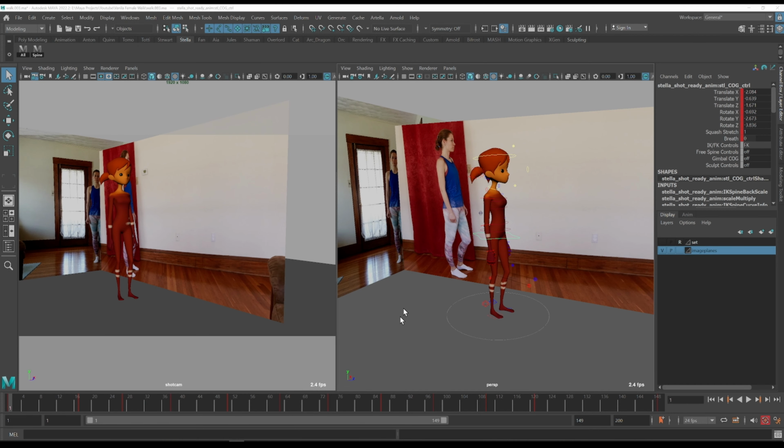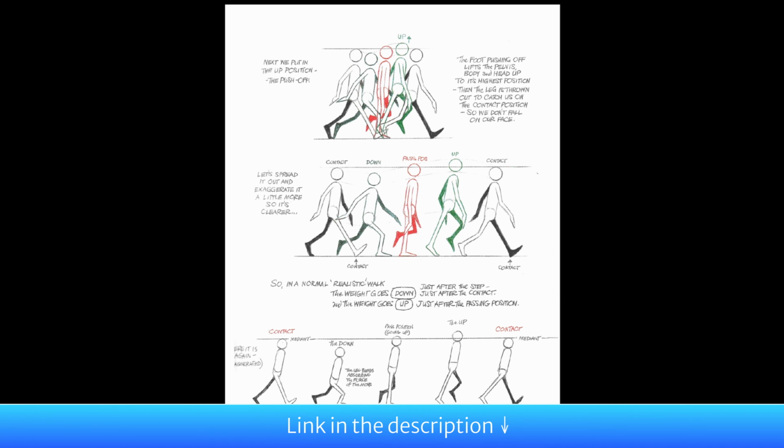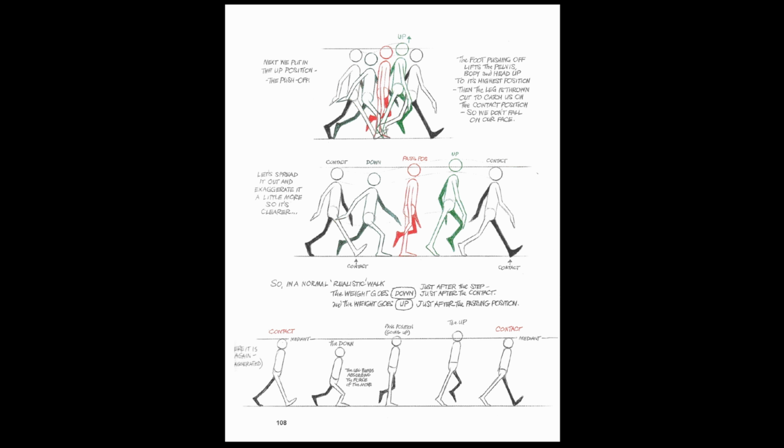So if you haven't animated the walk before, you might want to open up the Animator's Survival Kit on page 108, and actually I would advise reading everything. This whole section devoted to walks is really pure gold. So right now we're concerned just about this. So we animated contact positions, so we need passing positions, we need downs, and we need ups.